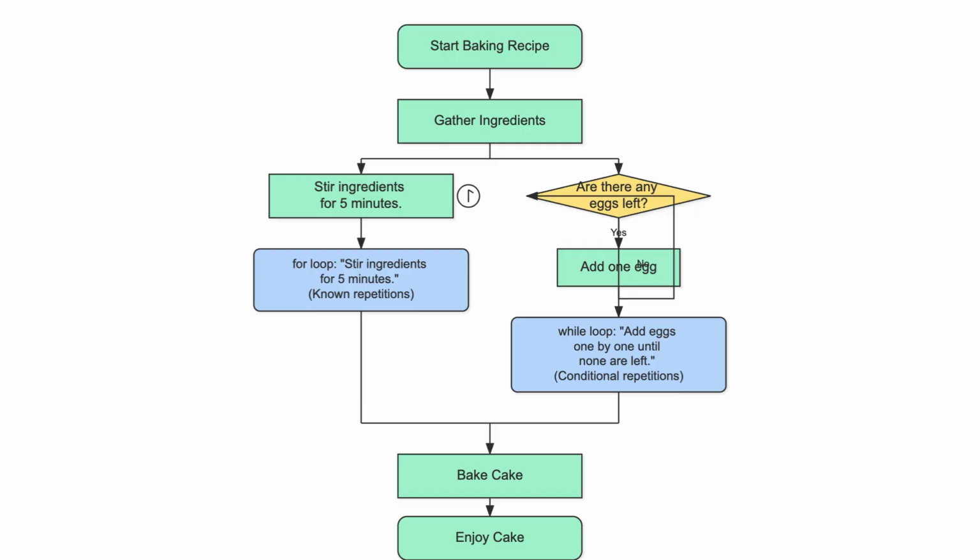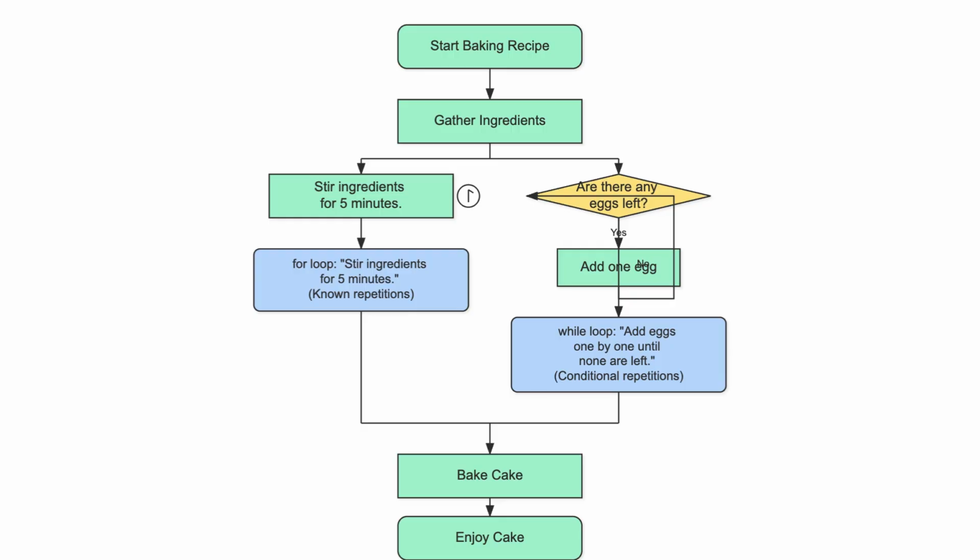Now consider another instruction. Add eggs one by one until all eggs are incorporated into the batter. Here, you don't know the exact number of eggs initially or how long it will take. You add an egg, check if there are more, and if there are, you add another. You continue this action as long as the condition "eggs are left" is true. This is the essence of a while loop. You repeat an action based on a condition being met or not met rather than a fixed count. These two types of loops cover almost every repetitive task you'll encounter.